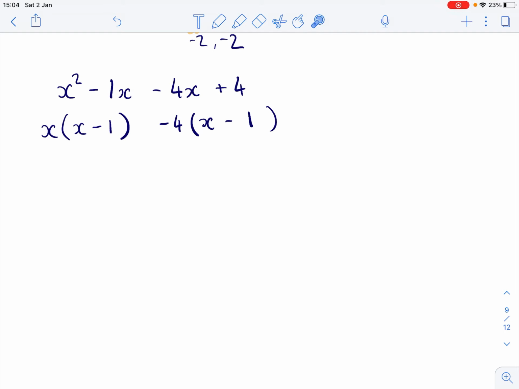Okay, and this is where these do get a little bit tricky. If we wrote minus 4 down first, hopefully you can see that this would have to be negative to get a plus 4 when you expand it out. Okay, anyway, now we have a consistent bracket, so we can take that out as a common factor. And what are we multiplying this bracket by? Well, over here we're multiplying it by x, and over here we're multiplying it by minus 4.